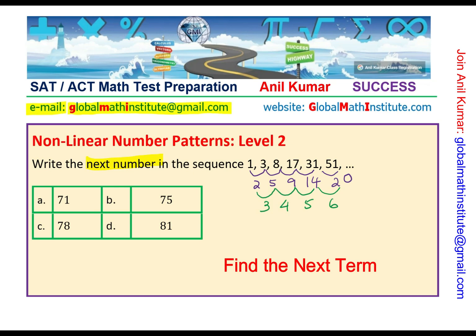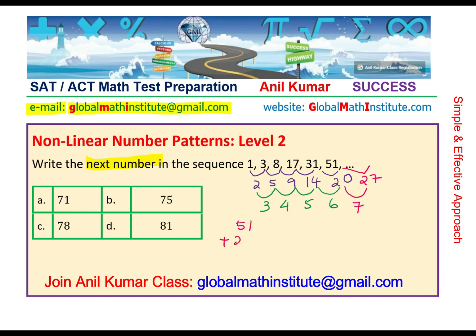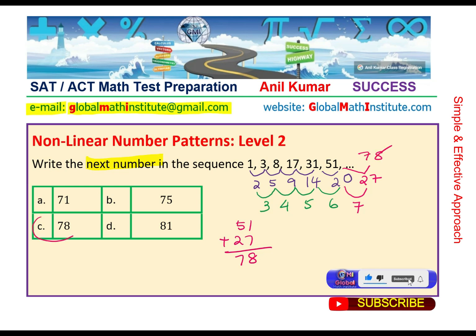Well, as you can see in the sequence, we are adding one number more to the next one. So, after 20, I should add what? I should add 7, right? And I'll get 27. Now, this number 27 will be added to 51. So, we have 51 plus 27 to get the answer, which is 78. So, the next number is 78, option C.